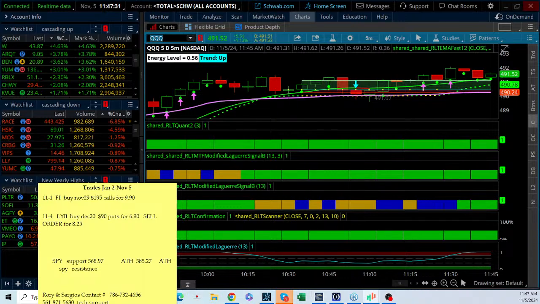Qs have some room to the upside on the daily chart. They're above the 15 and the 8, so they've got a little bit of room. You want to clear last Thursday's high, which was 492.43. That would be the next resistance level, about $1 higher.